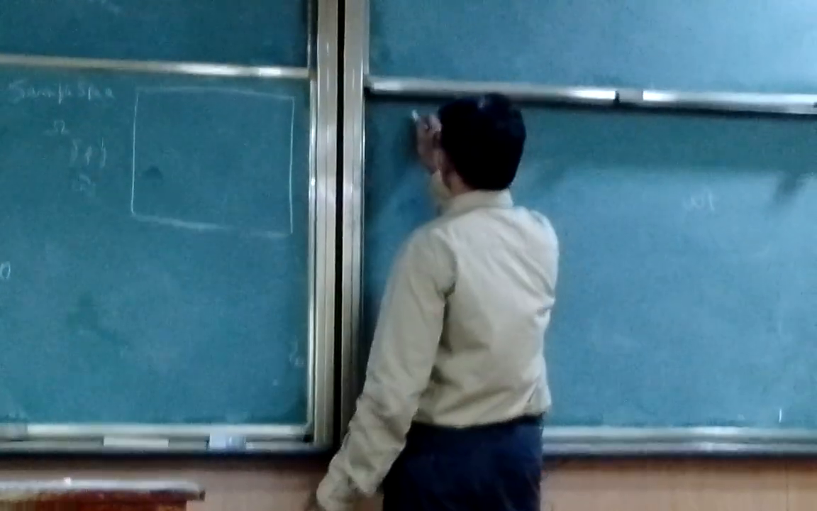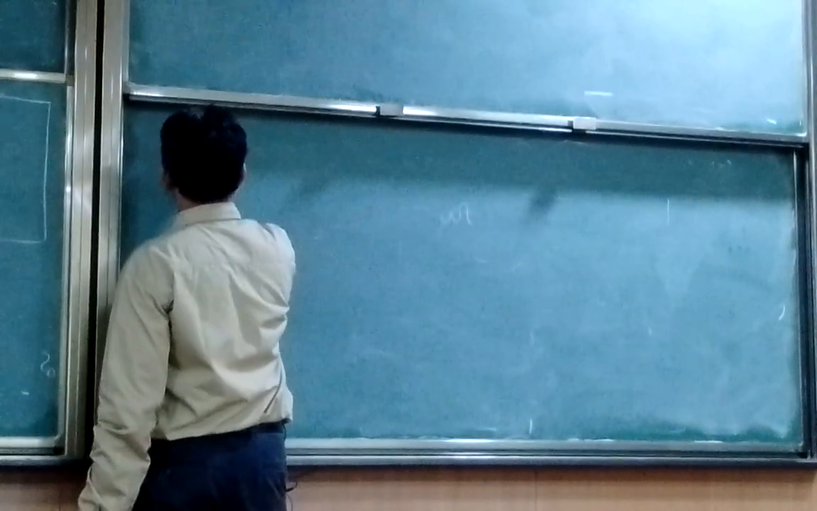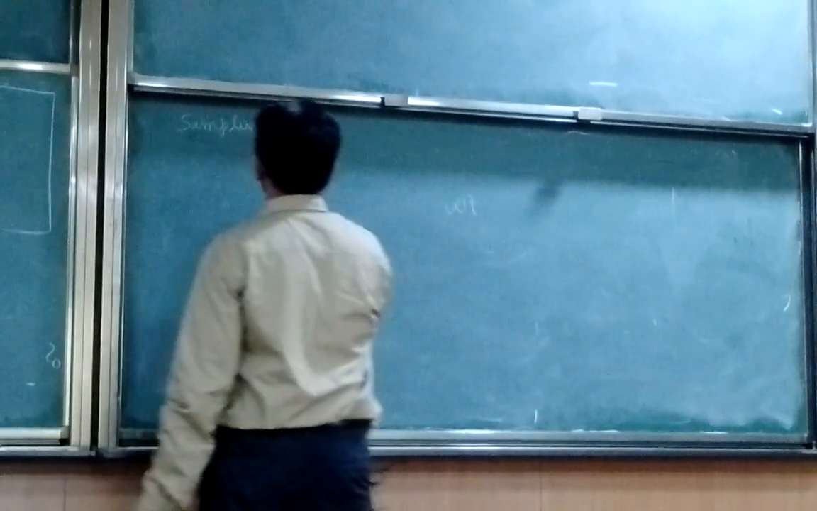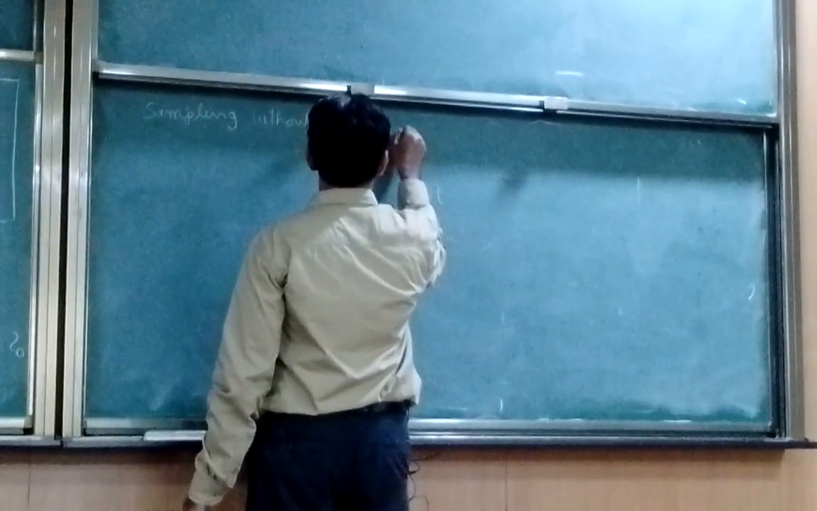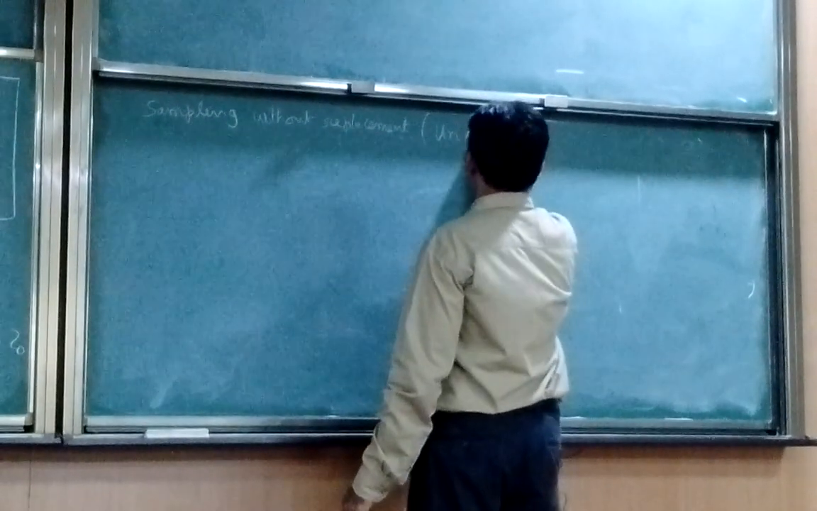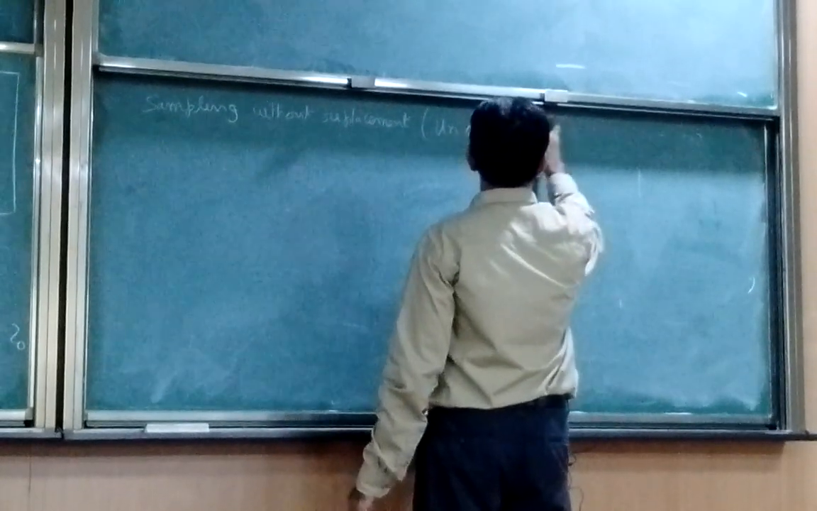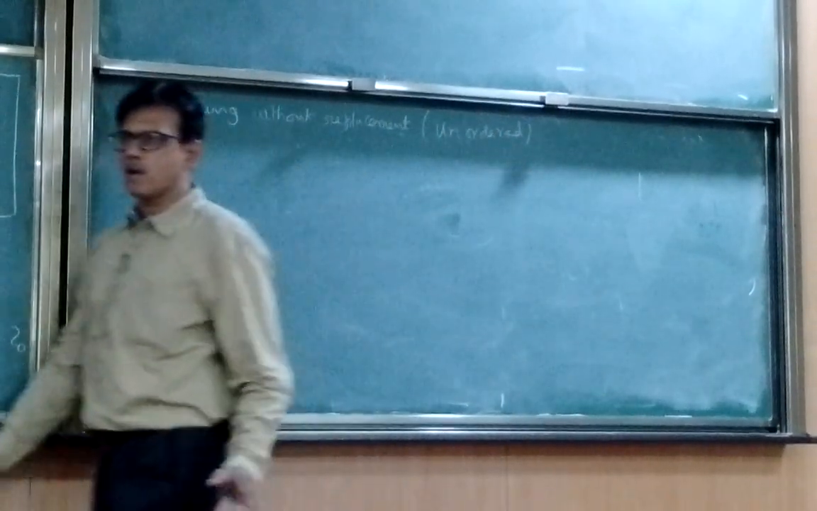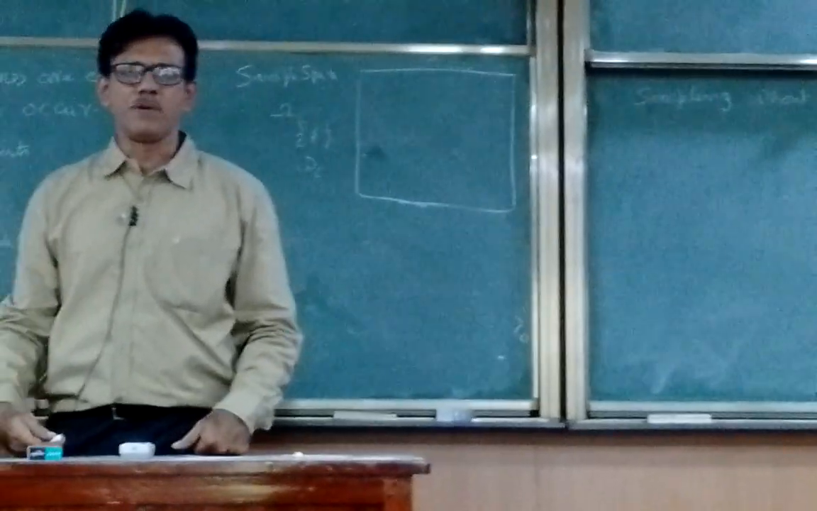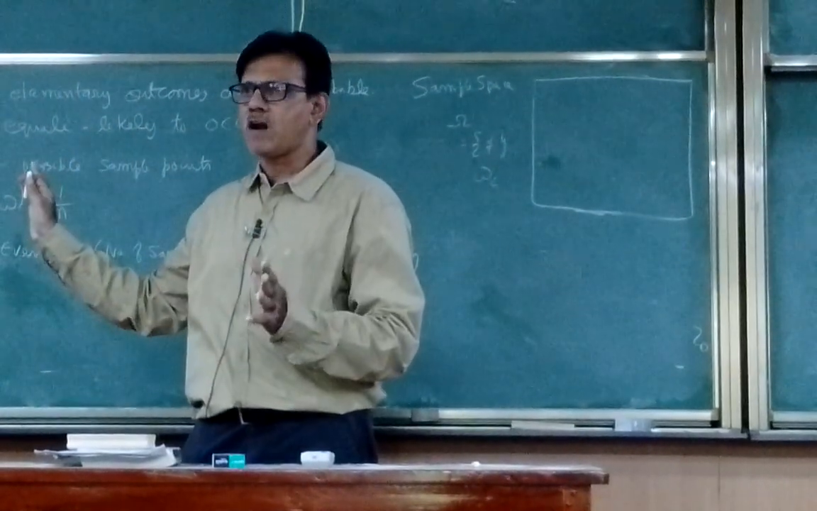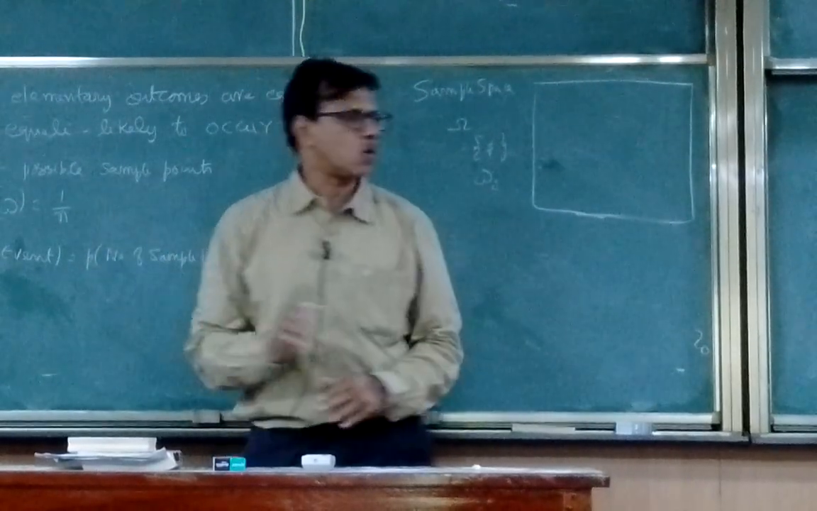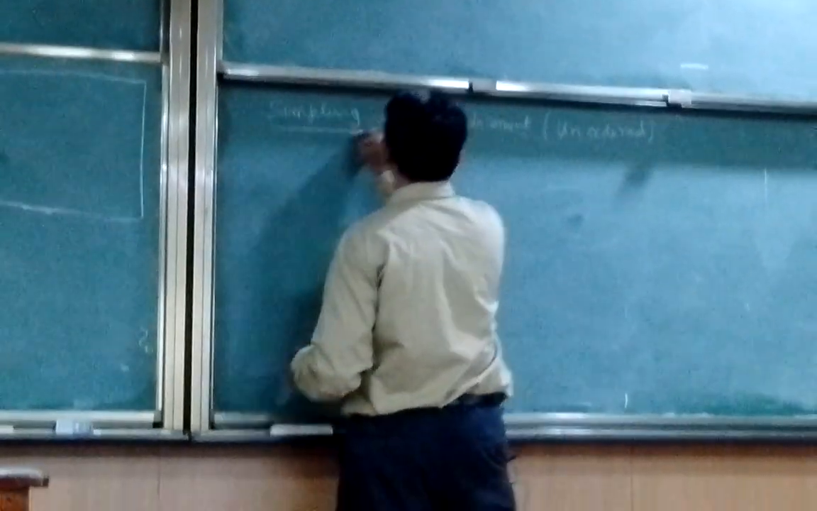Now next comes the case where we have sampling without replacement, but it is unordered. That is, order is not maintained. You are not bothered about the order. Again, in the case that you pick a group and say that I need 10 volunteers to help with some work, you just pick some 10 people and they don't stand in any order. They are a bunch of 10 people. They mix around in any manner. So it is an unordered sampling without replacement.